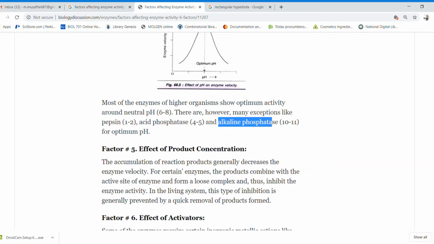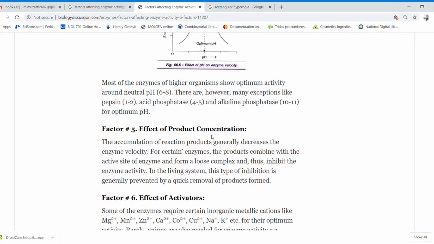Next is the effect of product concentration. What is product concentration? When enzyme and substrate combine, they form the enzyme substrate complex followed by the product formation. If the product formation is more, that means substrate concentration is decreasing, isn't it? Which also means there is no more substrate left to bind with the enzyme, right? Which also means the enzyme is not forming a complex with the substrate. As a result, there is no reaction with the enzyme.